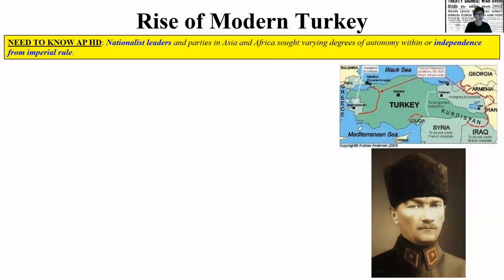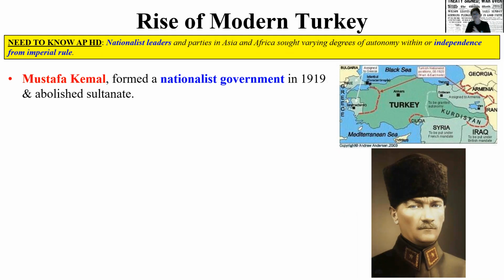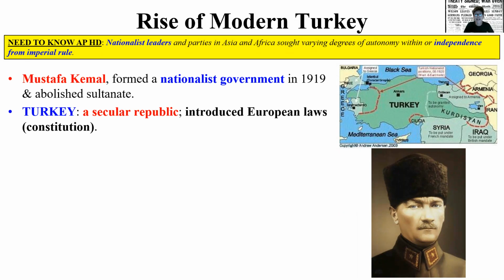So, the rise of modern Turkey. Nationalist leaders and parties in Asia and Africa sought varying degrees of autonomy and independence from imperial rule. Mustafa Kemal, nice hat down there in the right-hand corner, formed a nationalist government in 1919 and abolished the Ottoman Sultanate. He created modern Turkey. This is the only part of the Ottoman Empire that's going to gain independence. It becomes a secular republic.